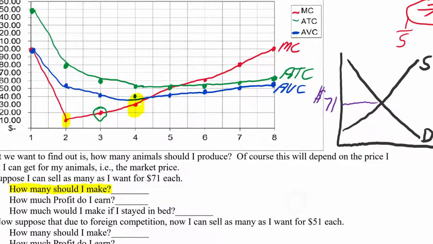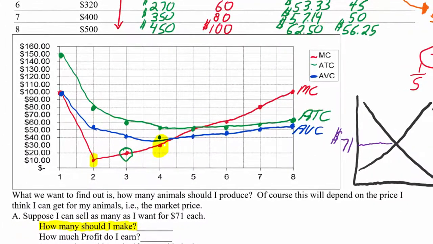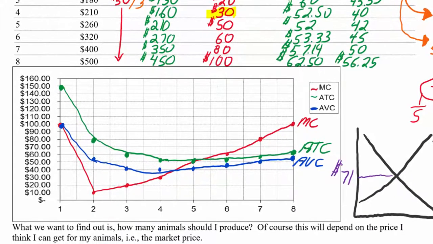So let's keep doing that here with our table and our graph and see when we should stop if the price is $71 a piece. And we decided we should produce the second one, the third one, the fourth one.